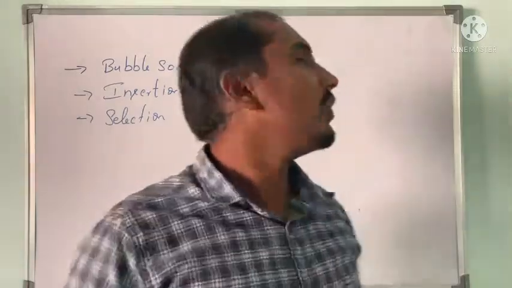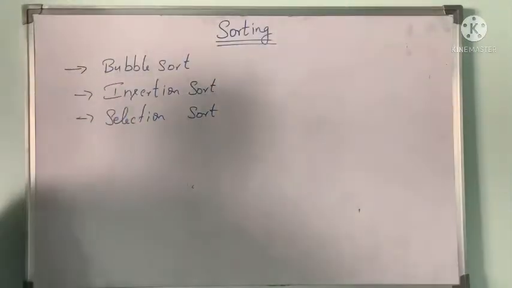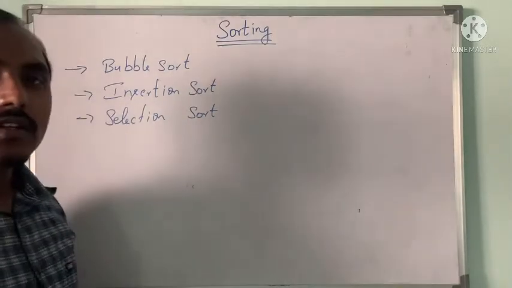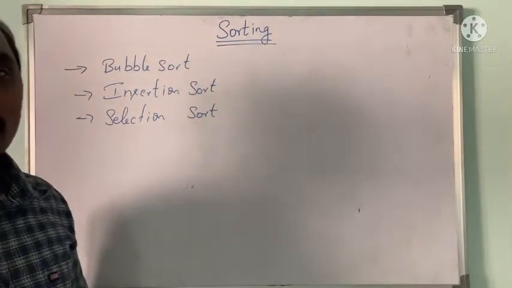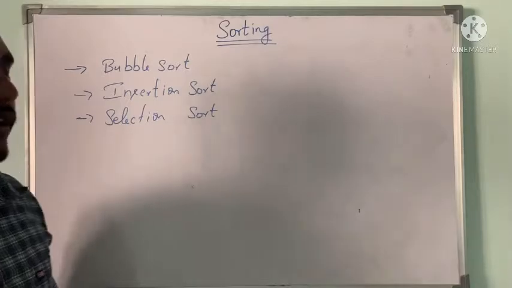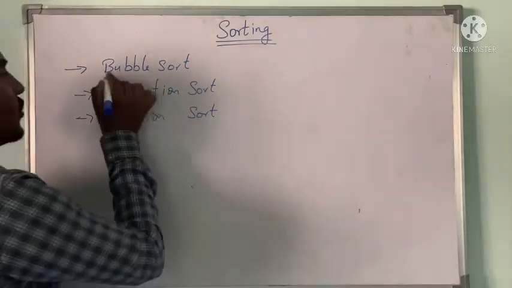Now, coming to the topic, which is sorting. As I told you, sorting is arranging the elements either in ascending order or descending order. We'll consider it as sorting. Now, first, coming to bubble sort.